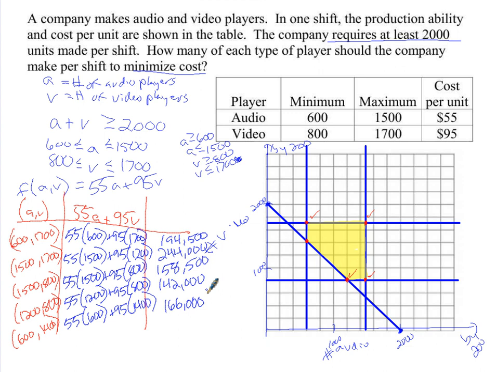We go back to the problem, and it says, how many of each type of player should the company make per shift to minimize cost? So minimize means we're looking for the smallest amount. That rules that one out. 142,000, that's your minimum value right there. So the minimum cost is $142,000.